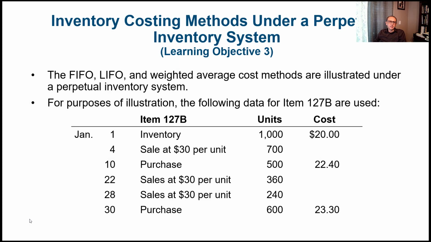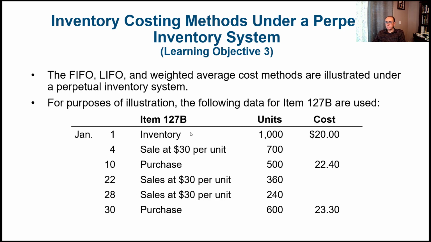Hello everyone. Now let's continue our discussion about inventory, and we're going to focus more on the inventory costing methods, which are FIFO, LIFO, and weighted average, but we're going to implement them under two different systems, the perpetual inventory system and the periodic inventory system. So we'll start with the perpetual inventory system.